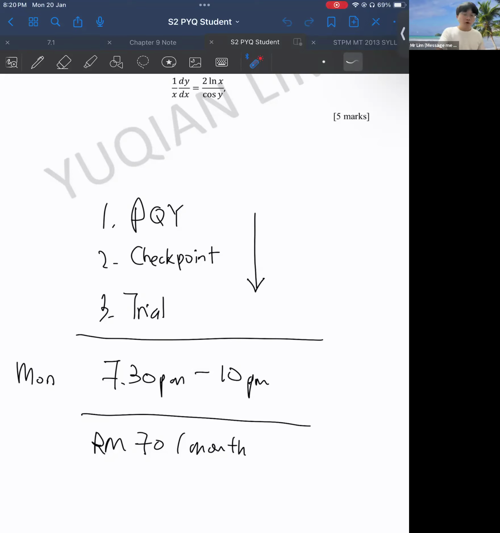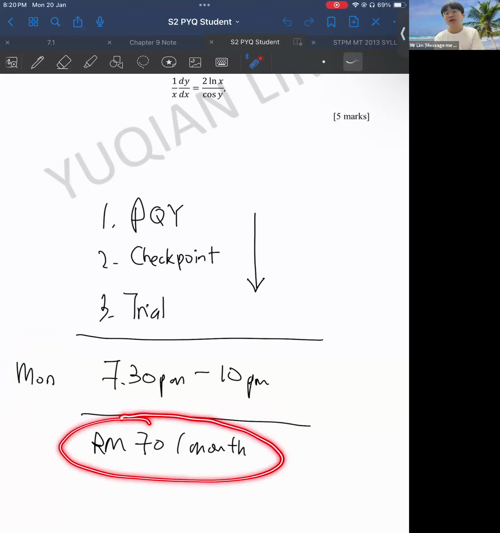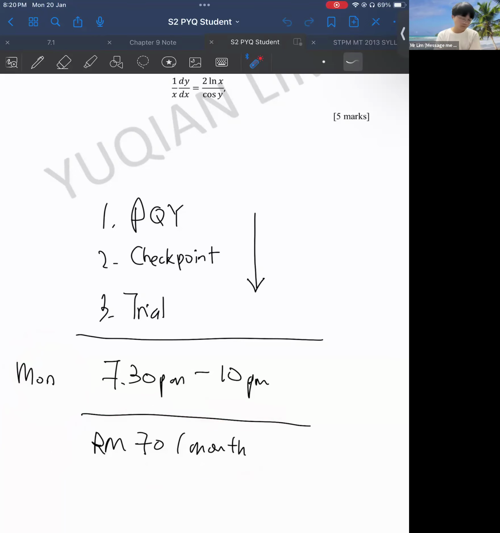So my class for now, let me set it to be every Monday, 7:30 to 10. In case I need to change the syllabus, I will put in some extra classes. The monthly tuition fee is 70 ringgit. Okay, that's all of the general words.